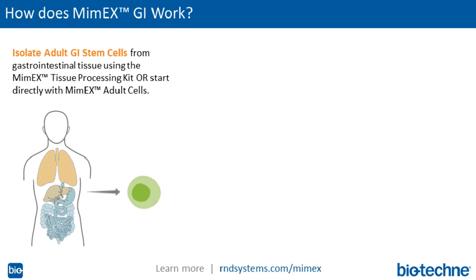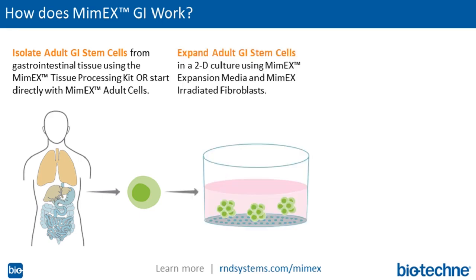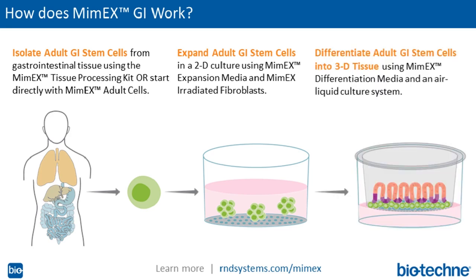The schematic here on the screen just describes the basics of how the MimEX GI reagents and media work in the platform. So adult gastrointestinal stem cells can be isolated from biopsy tissue or purchased directly from R&D Systems. These cells are expanded in a traditional 6-well plate, pre-coated with culture basement membrane extract, and then seeded with MimEX irradiated fibroblasts. When cultured in these conditions with expansion media, the stem cells selectively proliferate. These are then harvested and plated in a high-density monolayer in a transwell insert system. Under this air-liquid interface and in combination with the MimEX differentiation media, the stem cells begin to differentiate up and into the 3D gastrointestinal tissue.